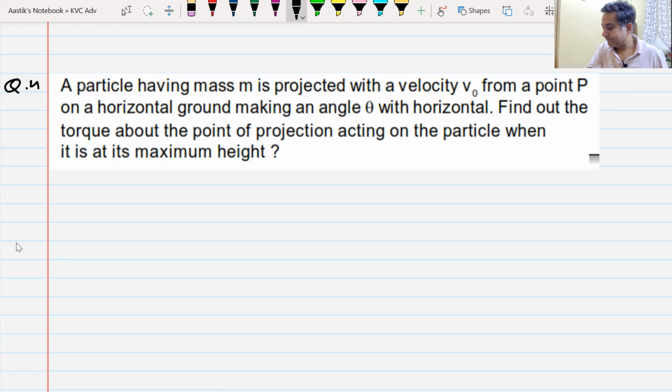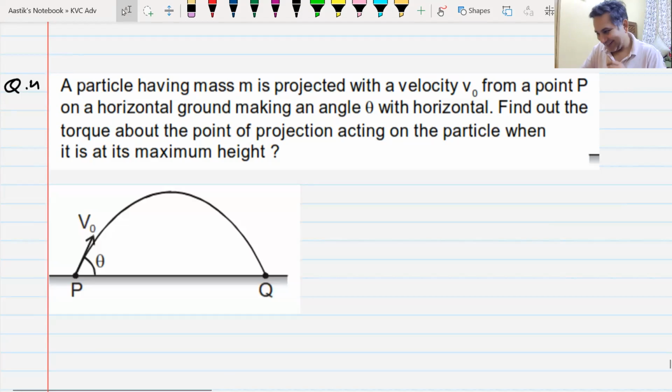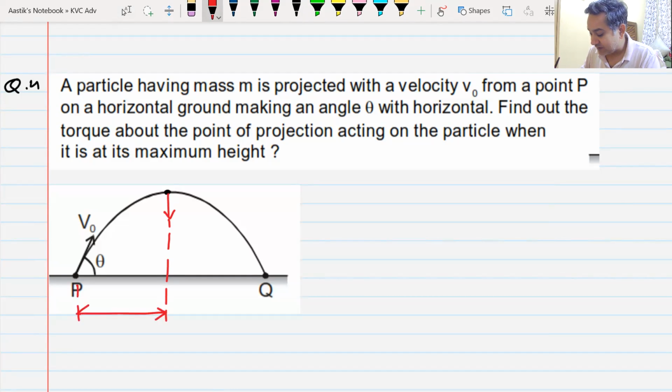m v naught square sine 2 theta by 2, sir. That is correct. So we had to find out the torque at the highest point. At the highest point, weight mg is going downwards. So you again apply force multiplied by the perpendicular distance, and this is the perpendicular distance, yes or no? And this is nothing but R by 2. So basically you have to multiply mg by range divided by 2 and you end up with your answers.